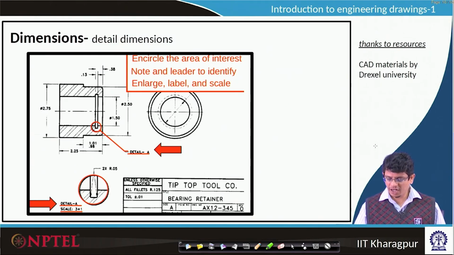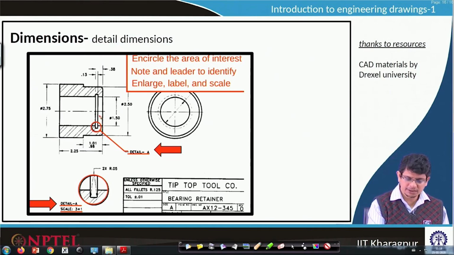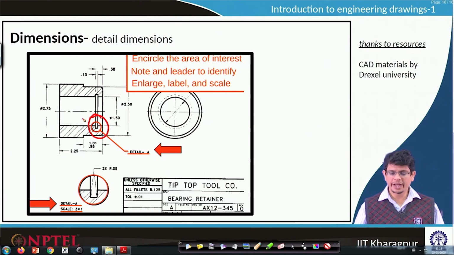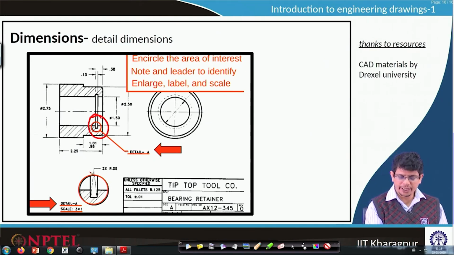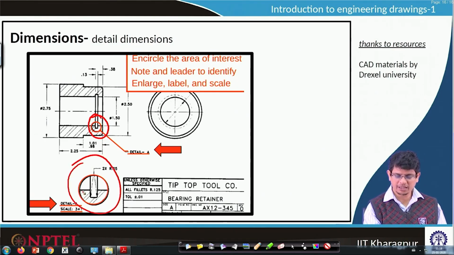Similarly, if there are any intricate shapes, we encircle the area of interest and then show it as enlarged views with clear-cut dimensions.